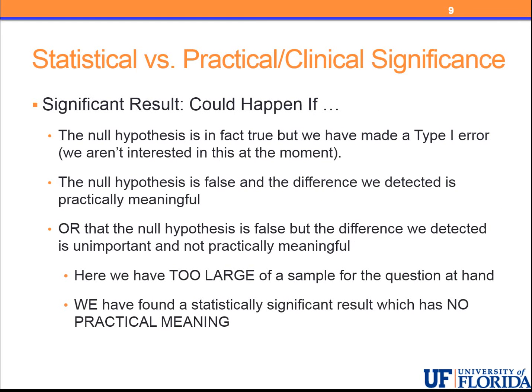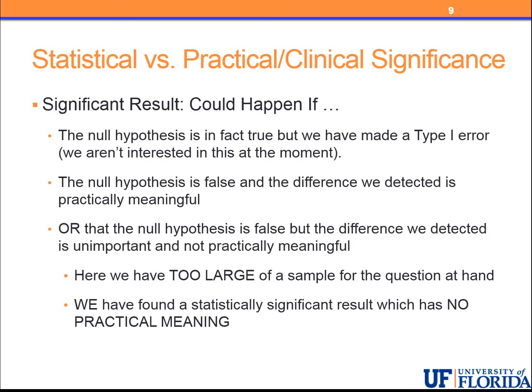A significant result could happen if the null hypothesis is in fact true, but we've made a type 1 error. We aren't interested in this at the moment. Or the null hypothesis is false and the difference we detected is practically meaningful. This is the perfect scenario. Or that the null hypothesis is false, but the difference we detected is unimportant and not practically meaningful. Here we have too large of a sample for the question at hand. We've found a statistically significant result which has no practical meaning.